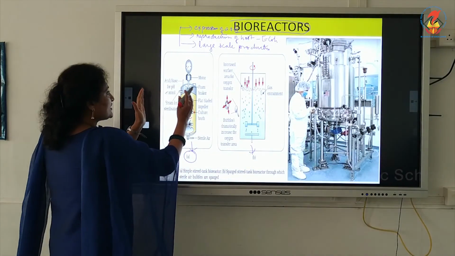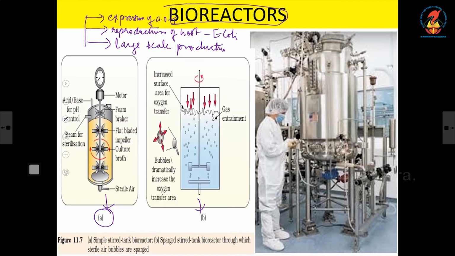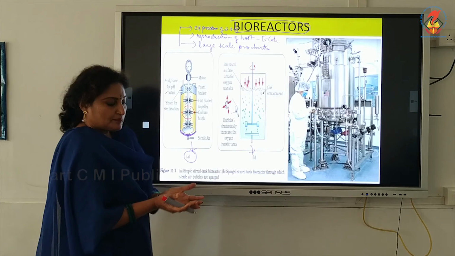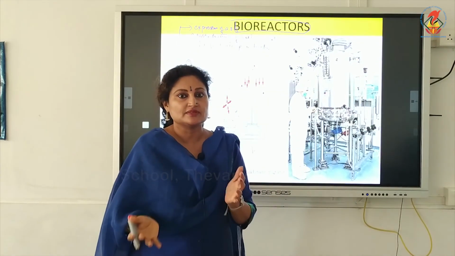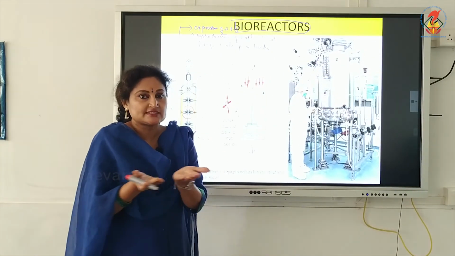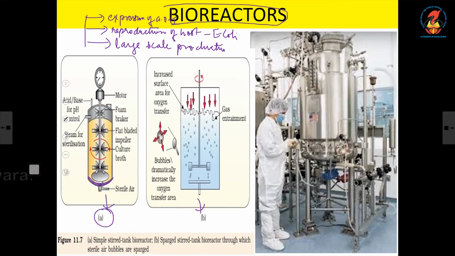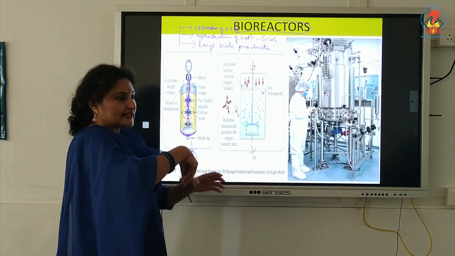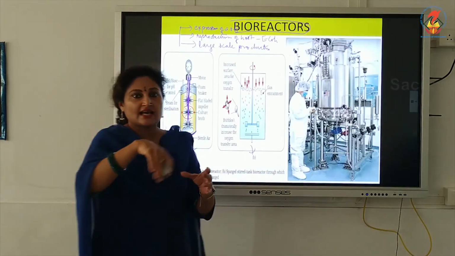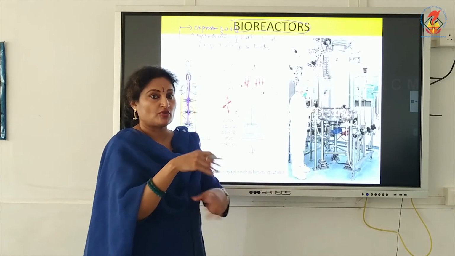Okay, now we are going to analyze only the simple stirred bioreactor. It consists of, look at the base. The base is curved. If the base is curved, it allows even mixing of the contents. That's why in our mixie jar, the base is not flat, it is curved, so that there is even mixing. Then there is also a stirrer. The purpose of the stirrer is that it agitates, it stirs, and there is even stirring and mixing and also even distribution of oxygen.